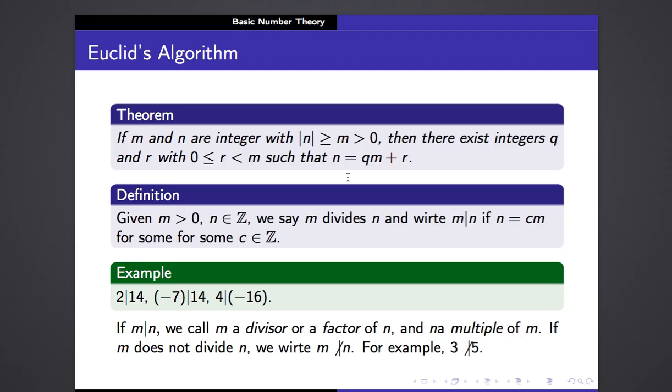So when given two integers, m and n, with this given condition, we can divide the integer n by m, and in that case, there are two integers q and r, which we call the quotient and the remainder r. So this is basically the formal description of the division algorithm that we are familiar with.